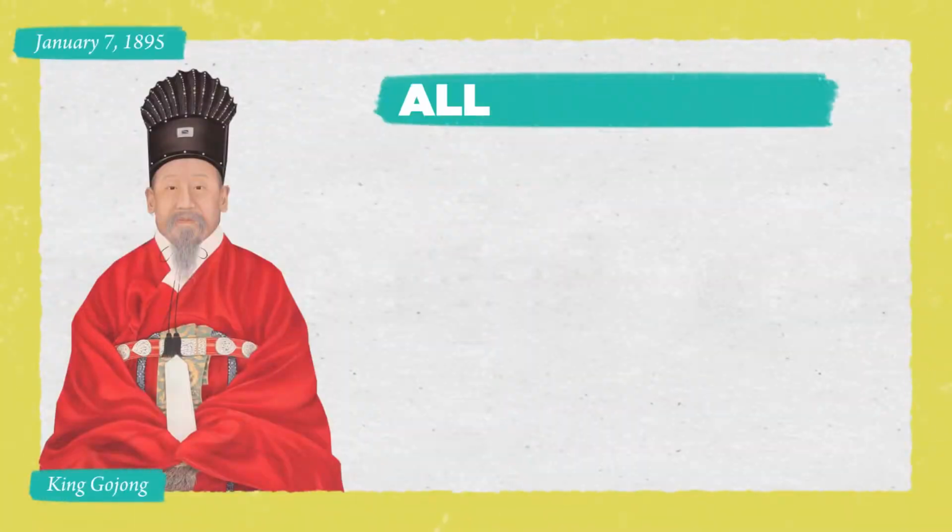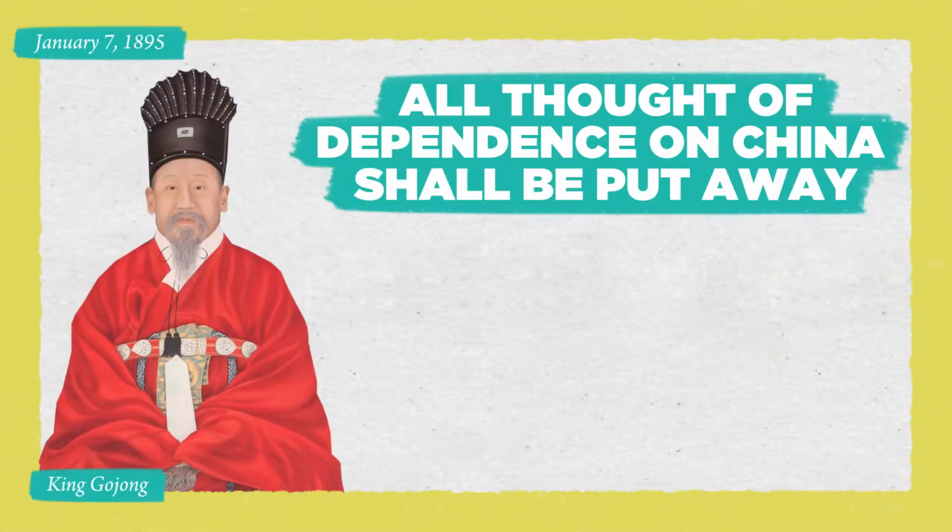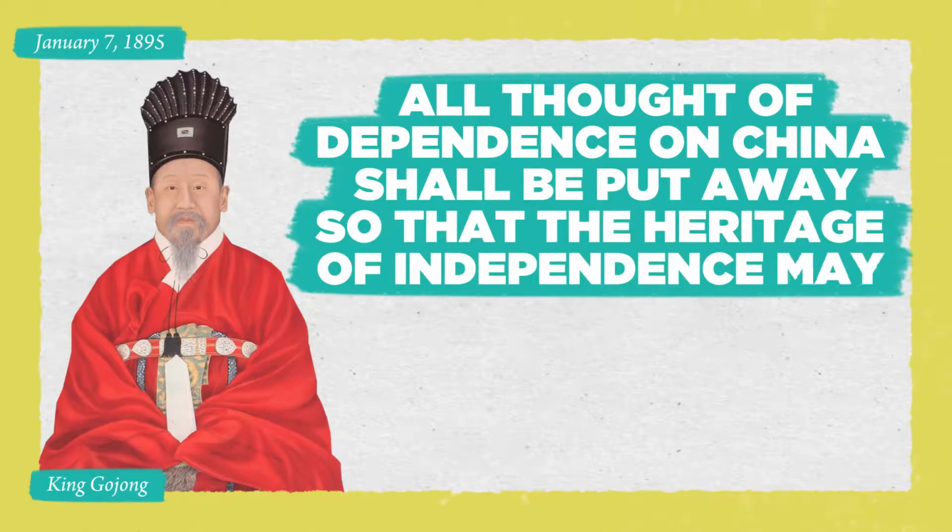He said, "All thought of dependence on China shall be put away, so that the heritage of independence may be secured." This marked a shift from Chinese oversight as a tributary state to a form of Westphalian sovereignty, or a polity and nation having complete legal authority and control over its own affairs. But it's important to note that while this declaration of independence from China was a shift in Korea's status as a nation, it wasn't without influence from the Japanese Empire.